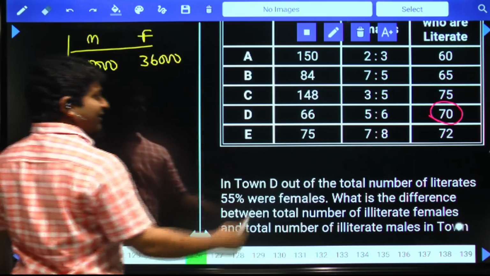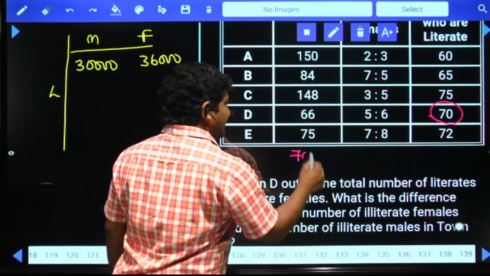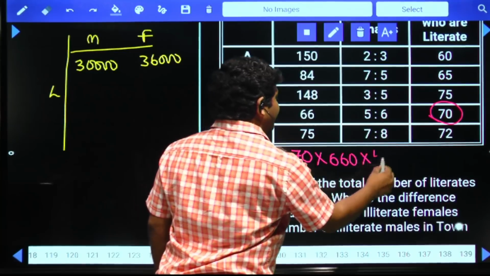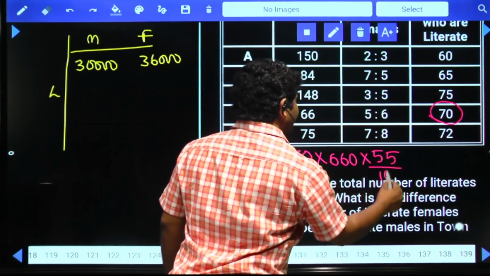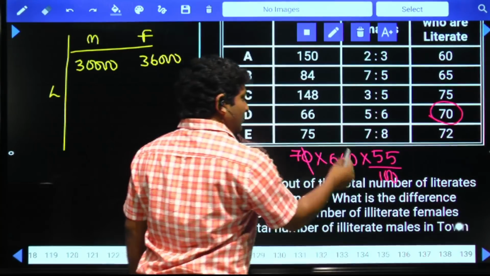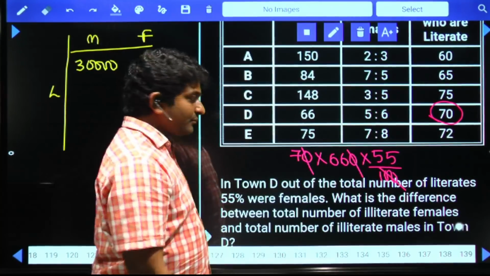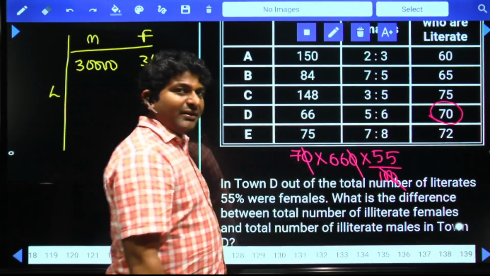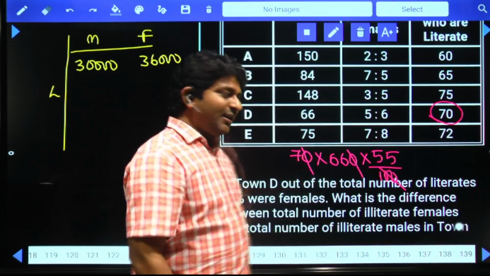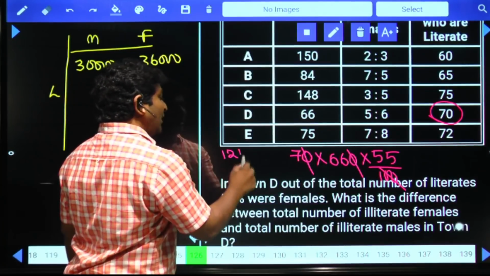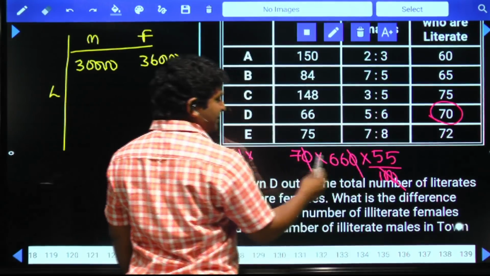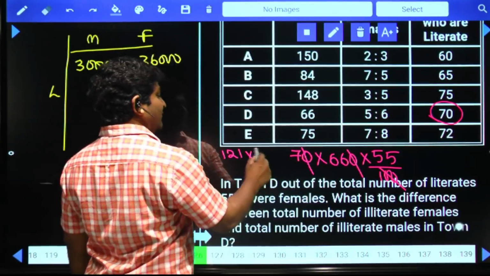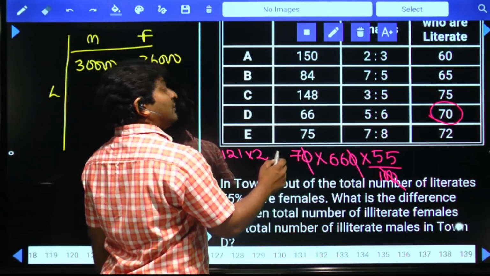Okay, let's calculate that. 70 percentage, that is 70 into 1 percentage, that is 660, out of which 55 percentage, that is 55 by 100. Two zeros get cancelled. This can be written as 6 into 11. This can be written as 5 into 11. Let me take 11 here and 11 here. That is equal to 121. 121 multiplied by 5 into 6 into 7. 6 sevens 42. 42 5 times is 210.